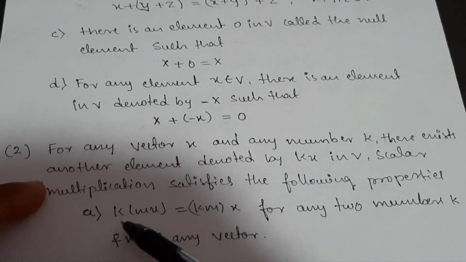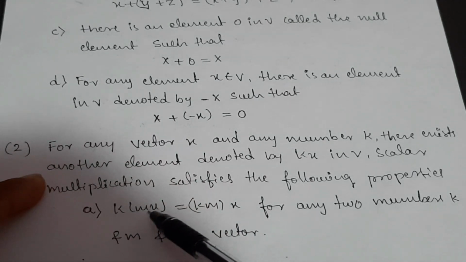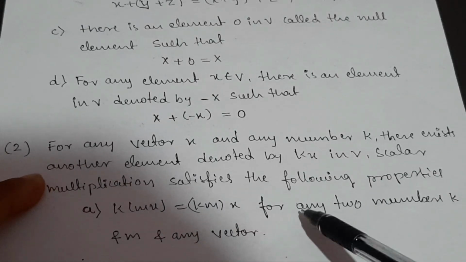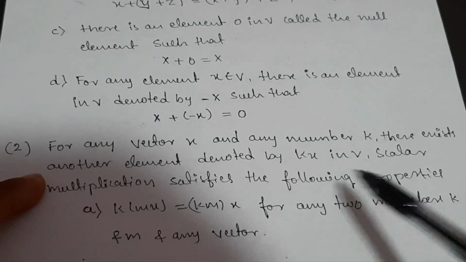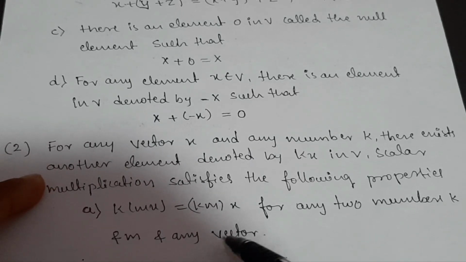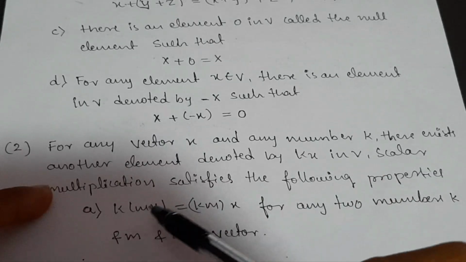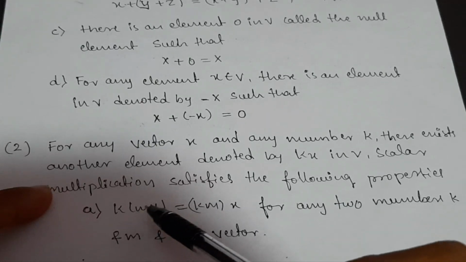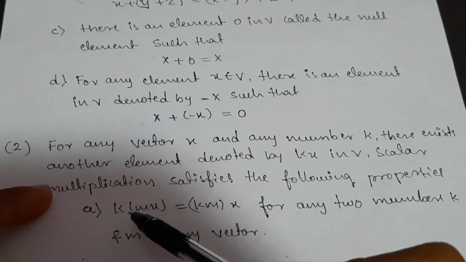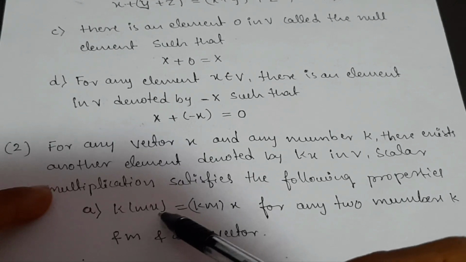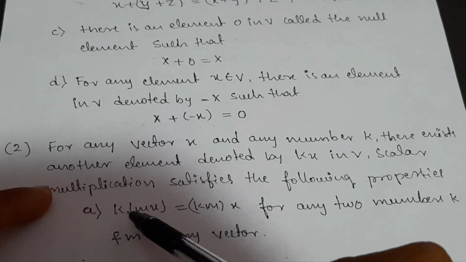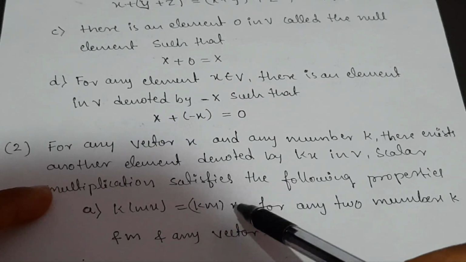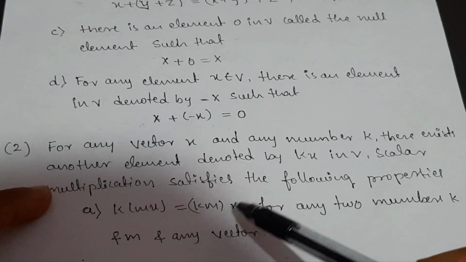First one: k times (m x) is equal to (k m) times x, for any two numbers k and m and any vector x. We can take m and k as scalars here, and we are multiplying with vector x. So that is like the associative law itself. k(mx) is equal to (km)x, but only scalars we can multiply.